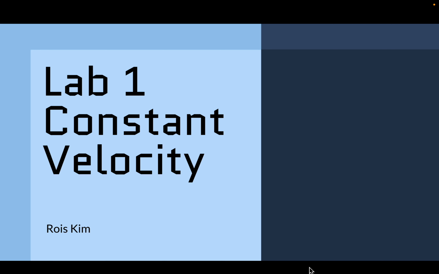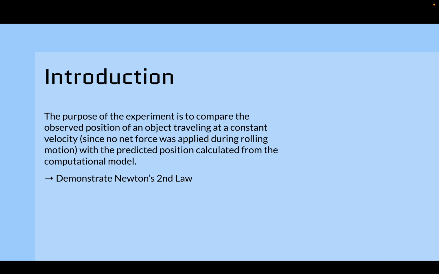I am Royce Kim, and this is the experiment on constant velocity. So the purpose of the experiment is to compare the observed position of an object traveling at a constant velocity, since no net force was applied during rolling motion, with the predicted position calculated from the computational model. This experiment demonstrates Newton's second law.